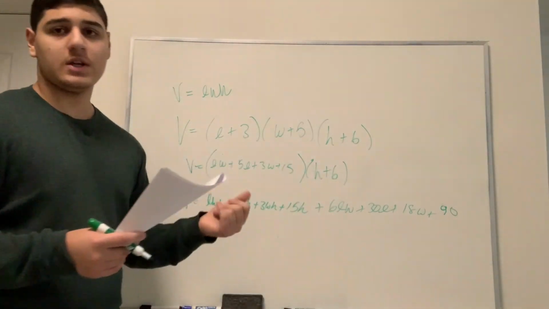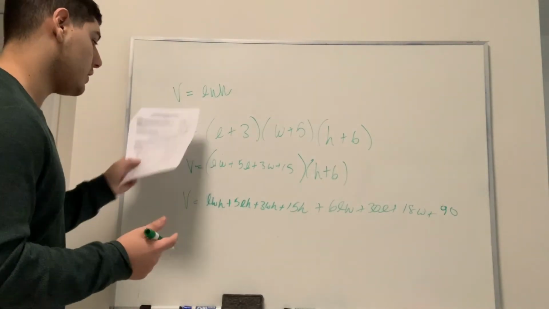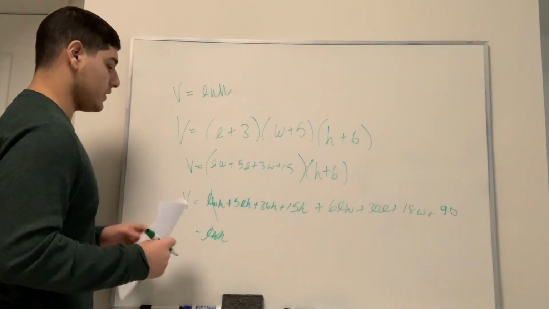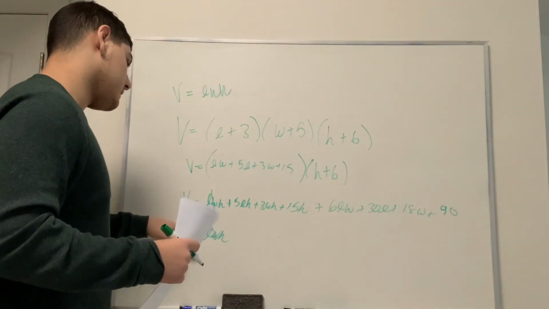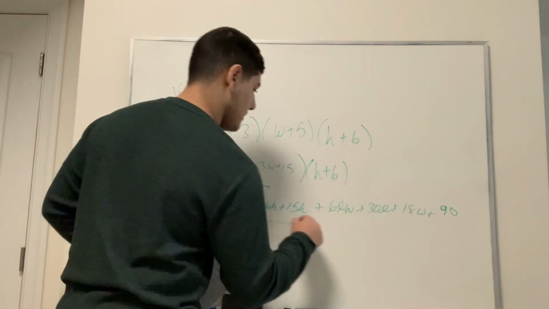And to find how much it increased, you subtract the original volume. So minus LWH, you'll realize the original values, LWH cancels, and this is how much everything changed by.